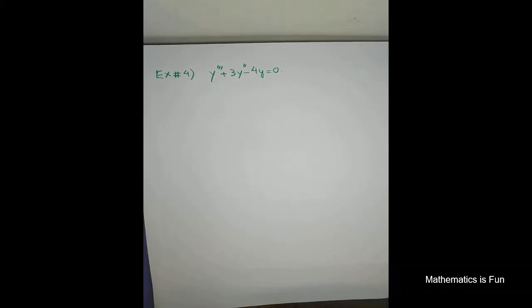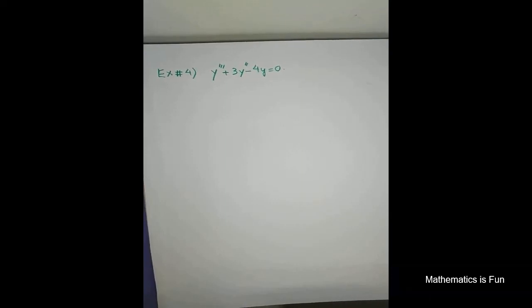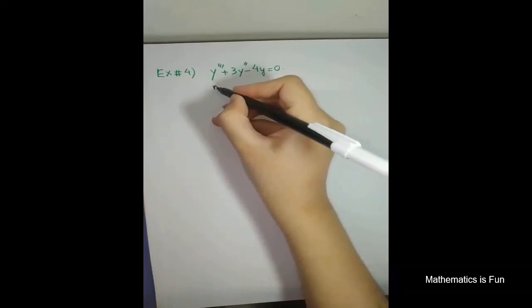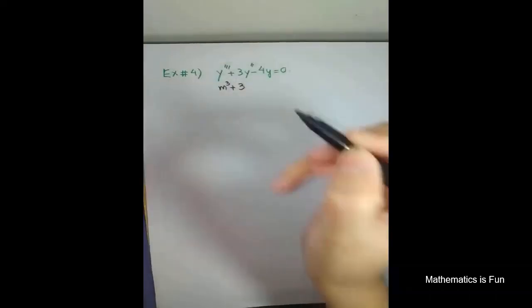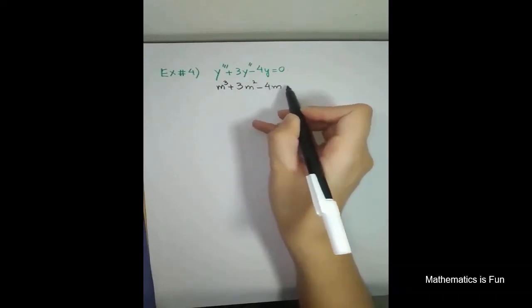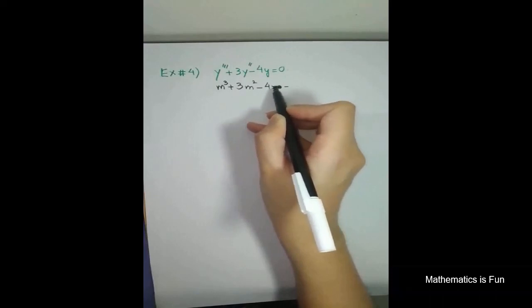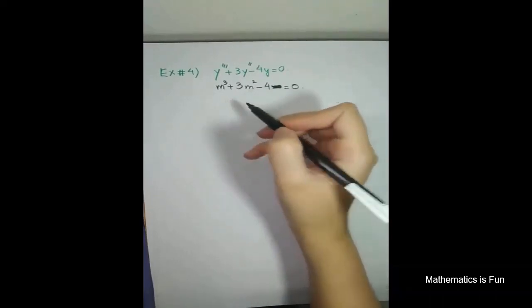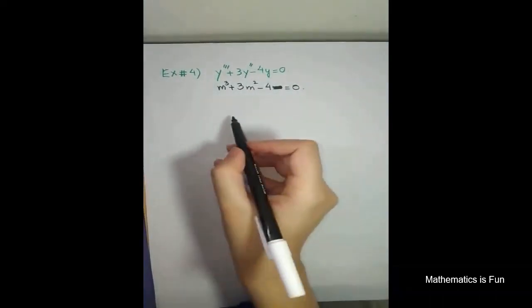Okay, here we have a third order linear differential equation with constant coefficients. Now how will we solve it? We just replace the third order, second order, and first order terms with m. There is no first order term here. So m cube plus 3 m square minus 4, no need of m, equals 0. So this is the equation.